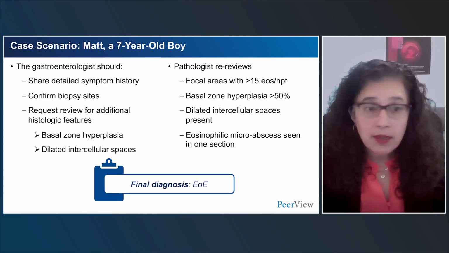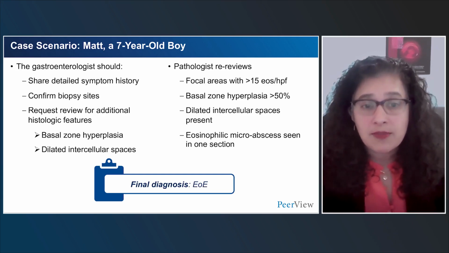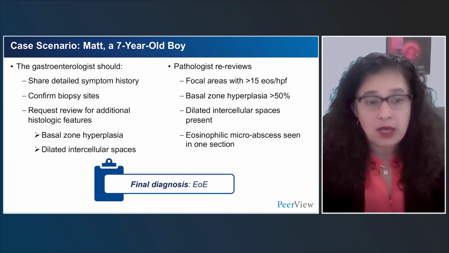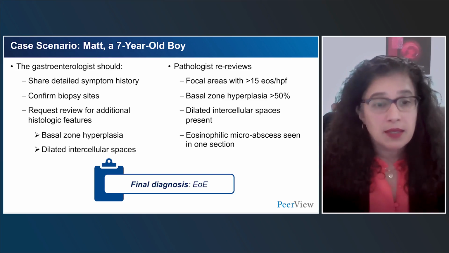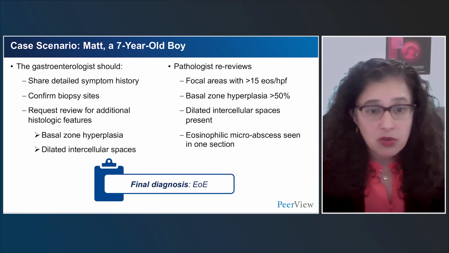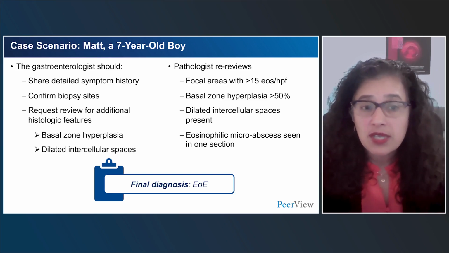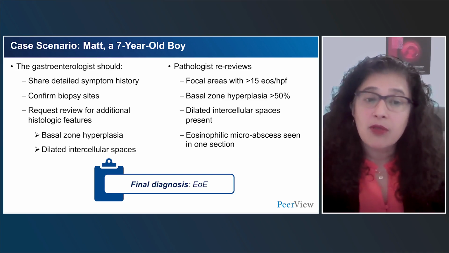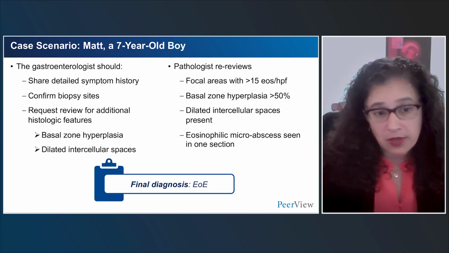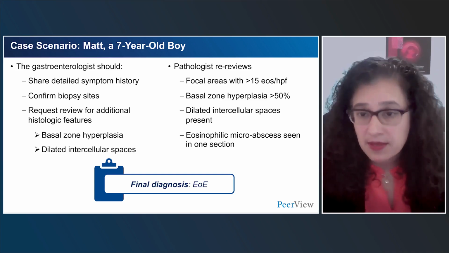So, one way, the gastroenterologist should share a detailed symptom history. And like Dr. Collins mentioned, this patient has dysphagia. I'm concerned about EoE. Confirm the biopsy sites where the biopsies were taken, whether proximal, mid, or distal, or just proximal and distal, and request review for additional histologic features. If those eosinophils aren't there, ask about the other features that Dr. Collins mentioned in her lecture, basal zone hyperplasia and dilated intercellular spaces.